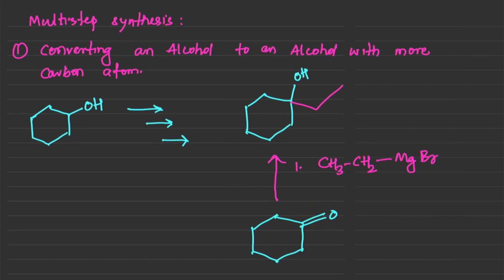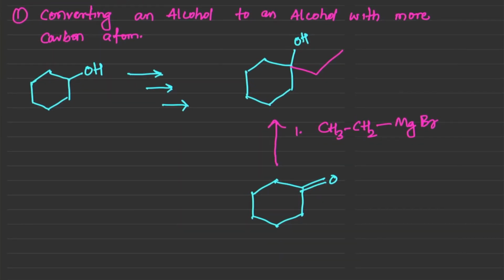In the next step, I'm drawing the mechanism here so that you can see what exactly is happening. This would come attack here and this would go here. So you will end up making O minus, and the 2 carbon atoms got attached to it, CH2CH3. So that's what we just added.